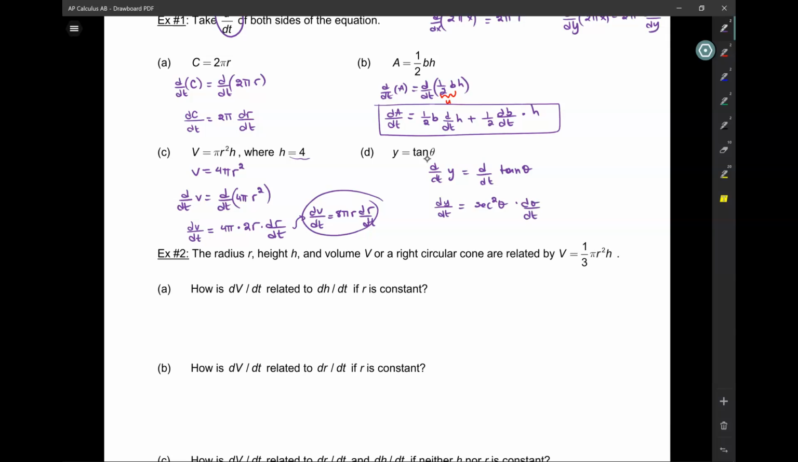So you just treat everything like it's a y? You treat everything like it's the different variable. Correct. This is why I was making you guys write dy/dt before versus prime, because now it's going to be d/dt, d/dx, d/dr, d/d whatever.